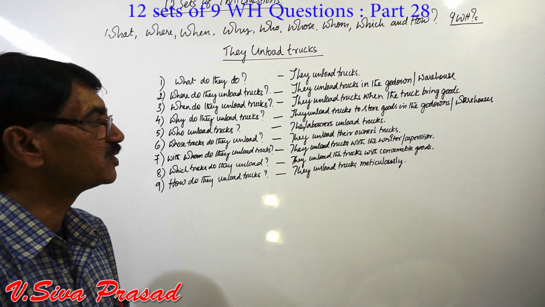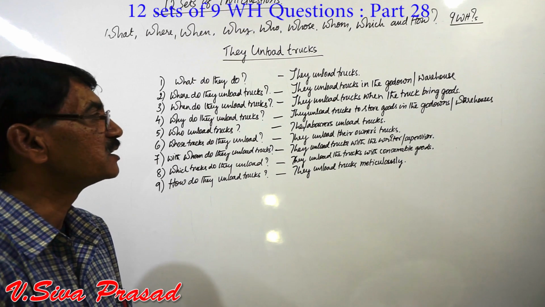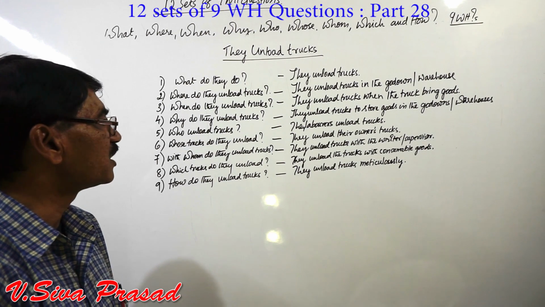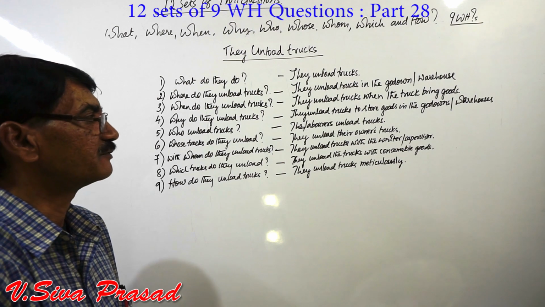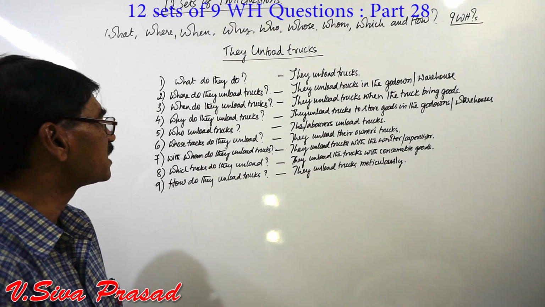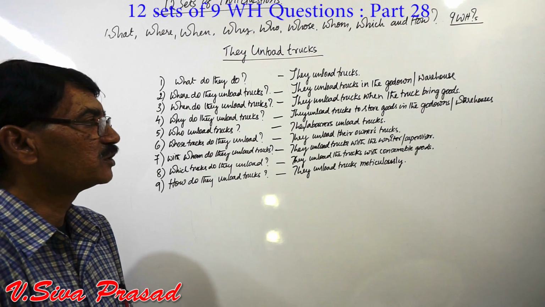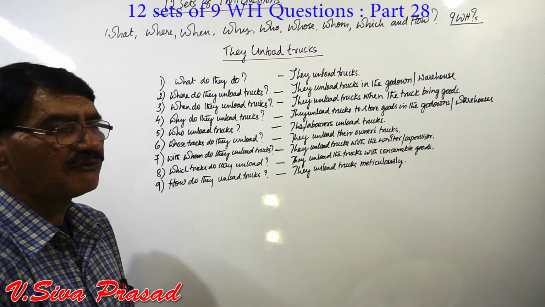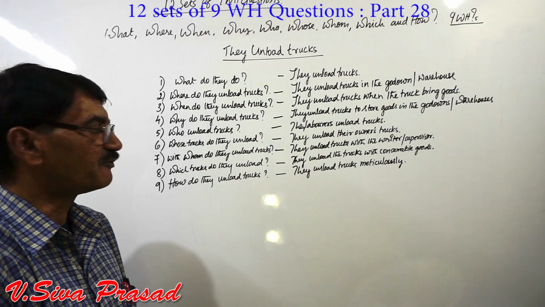Why had they unloaded trucks? They had unloaded trucks to store goods in the godowns. Who had unloaded trucks? The laborers have unloaded trucks. Whose trucks have they unloaded? They have unloaded their owners' trucks. With whom have they unloaded trucks? They have unloaded trucks with the writer or the supervisor.